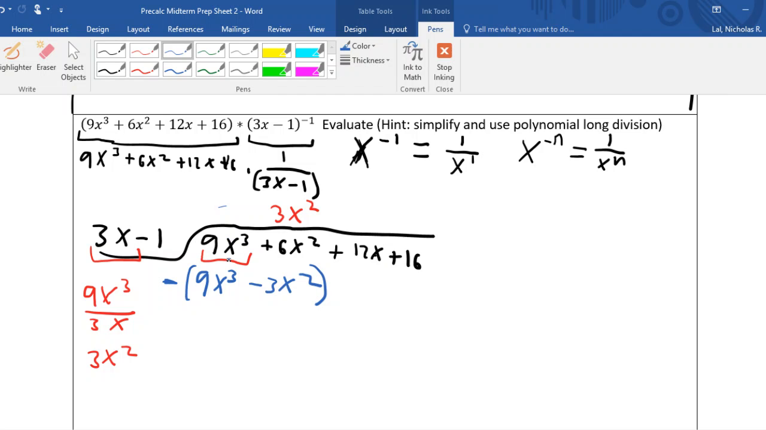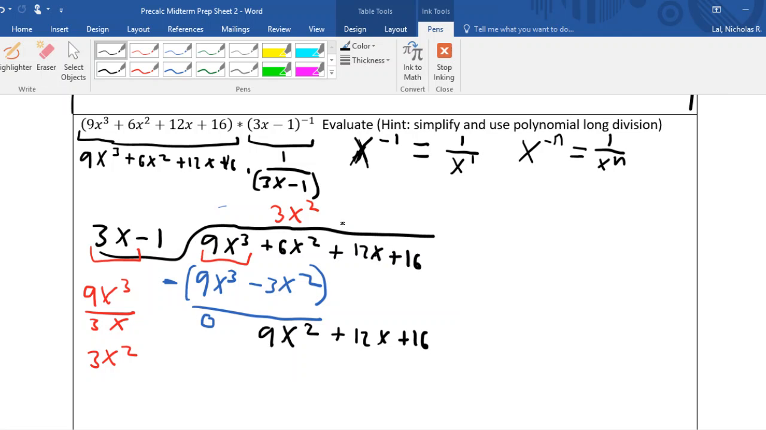So now I have 9x cubed minus 9x cubed. What's 9x cubed minus 9x cubed? That's 0. But now I have 6x squared minus negative 3x squared. What's 6x squared minus negative 3x squared? 9x squared. Because 6 minus negative 3 is 6 plus 3. So this is 9x squared. And I bring everything else down. Plus 12x plus 16.